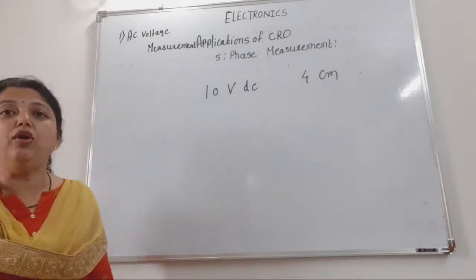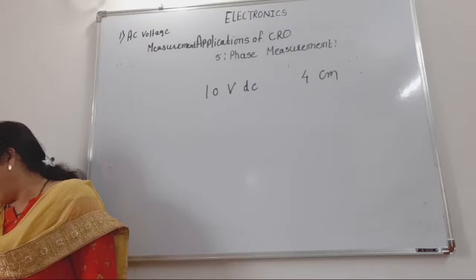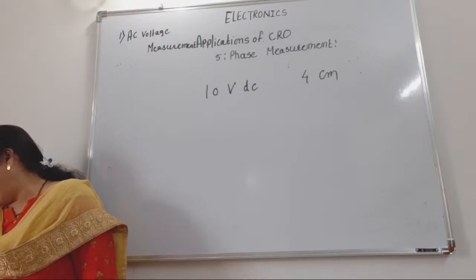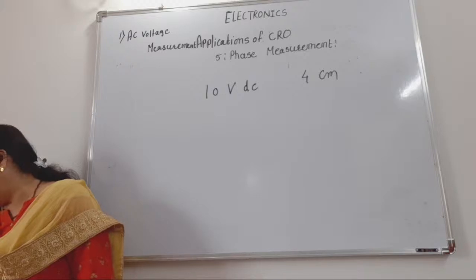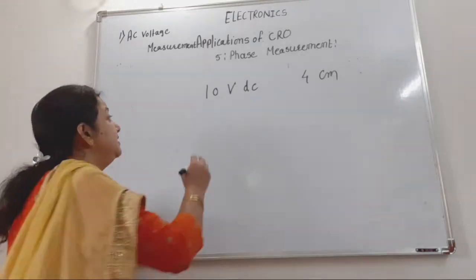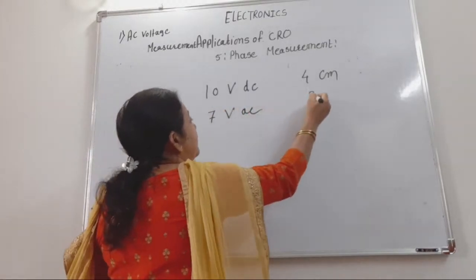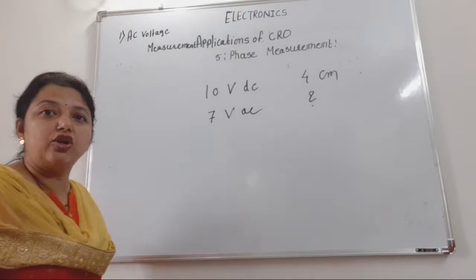Okay, when 10 volt DC is applied, at that time the vertical shift is 4 cm only. Now what they ask: find the maximum displacement of the spot when 7 volt AC is applied. 7 volt AC is applied. What is the maximum displacement of the electron beam?